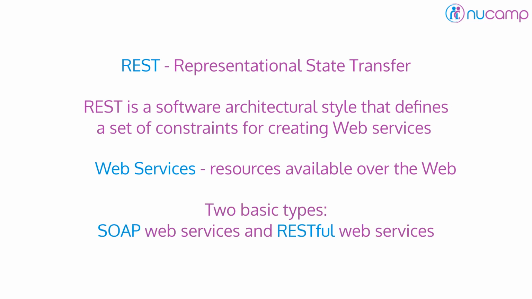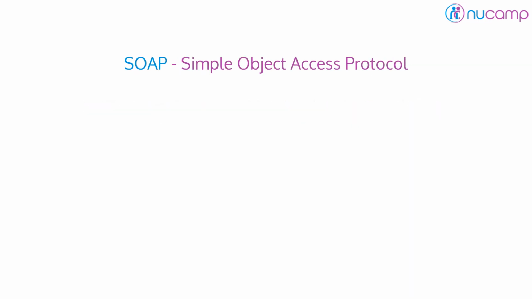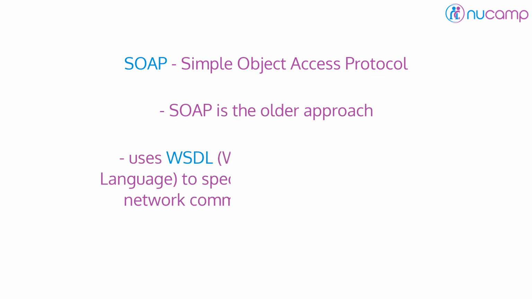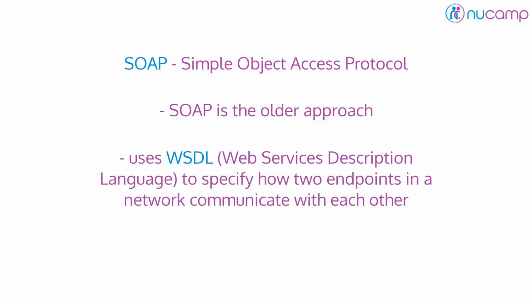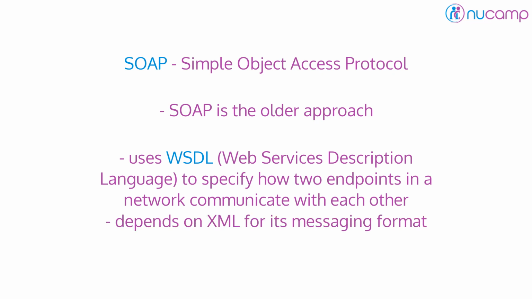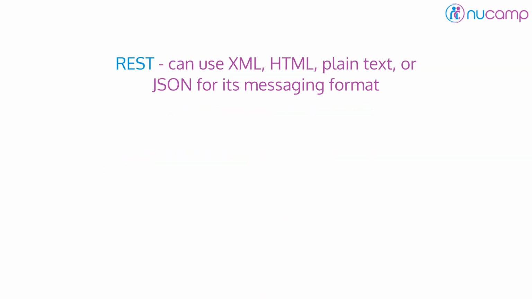There are two basic types of web services: SOAP web services and RESTful web services. SOAP stands for Simple Object Access Protocol. The SOAP way of building web services is the older approach. It uses WSDL, the Web Services Description Language, for specifying how two endpoints in a network communicate with each other. SOAP typically depends on XML for its messaging format, whereas REST is more flexible. REST can use XML, HTML, plain text, or JSON, usually JSON.